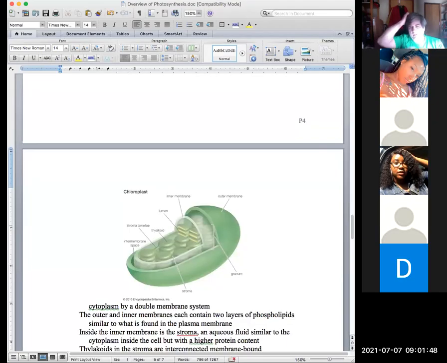And we're going to go to screen sharing. And we're going to continue with our discussion of metabolism that we talked about the other day.